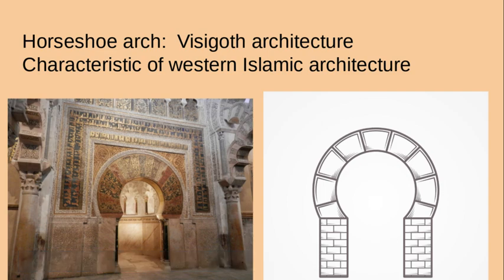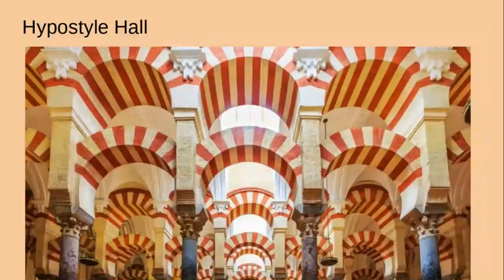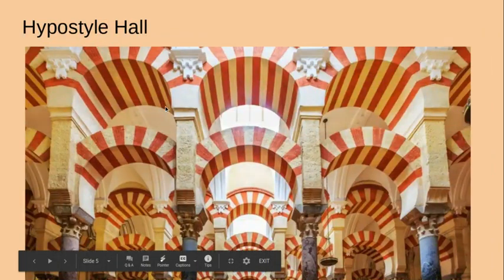So that comes from Visigoth architecture, and it really is, along with the red and white stripe, characteristic of Western Islamic architecture. So architecture that you're not going to find necessarily in the Middle East, but architecture instead of Islamic origins that you'd find in the Iberian Peninsula, like Spain. So here that is, and they are stacked one arch on top of another.